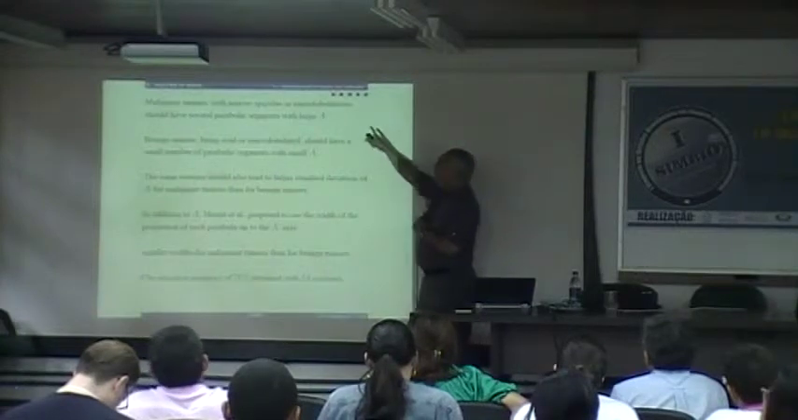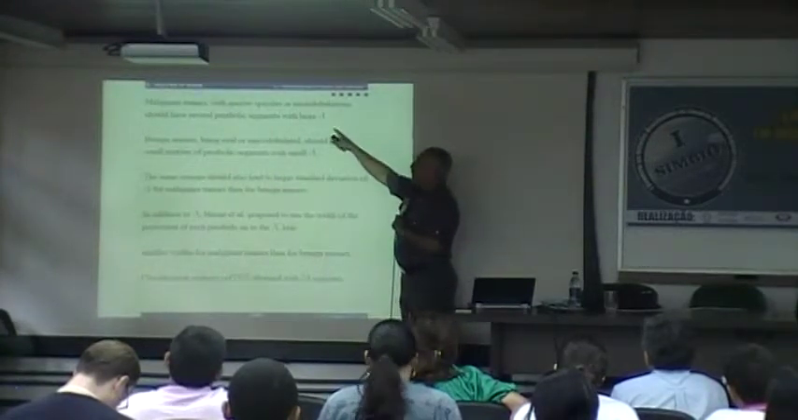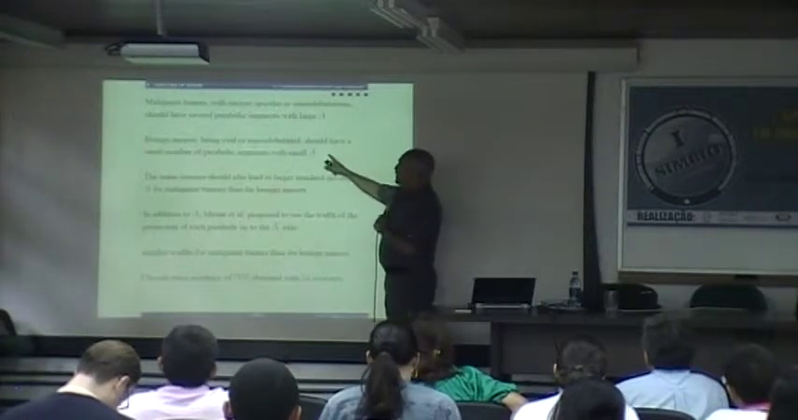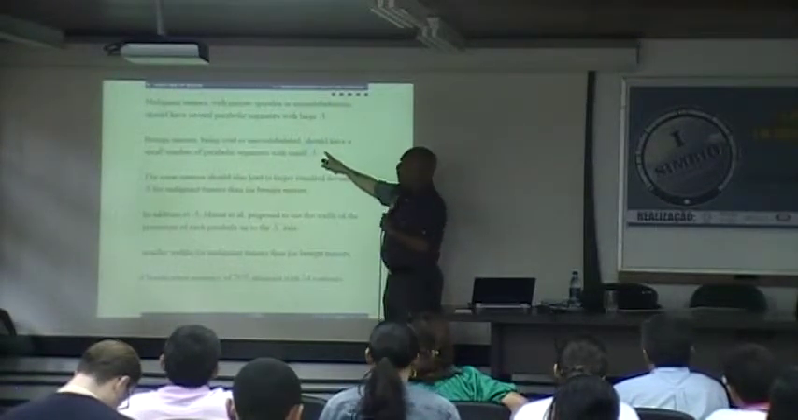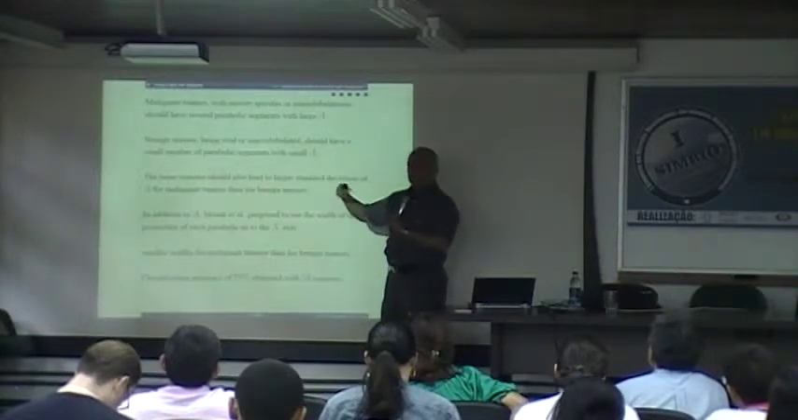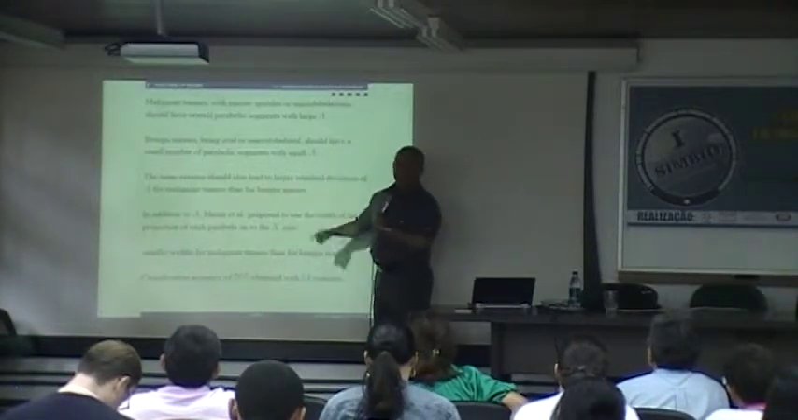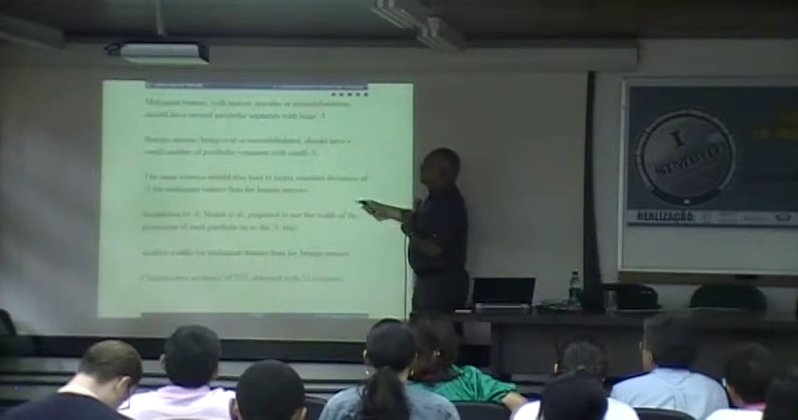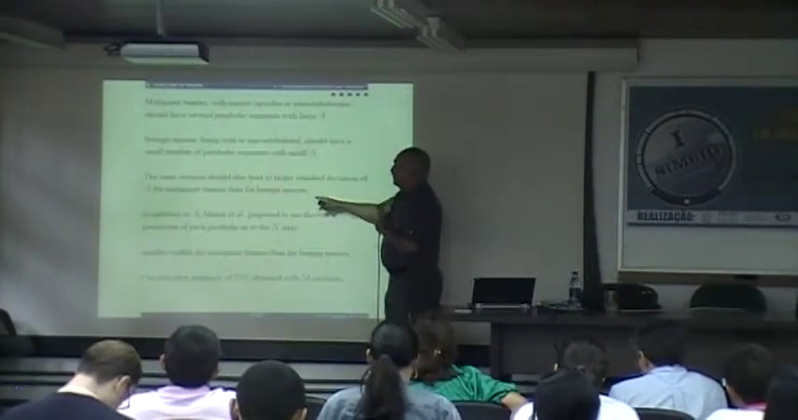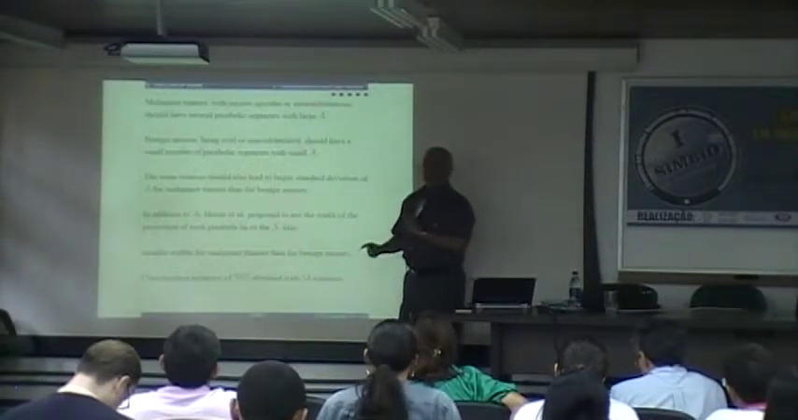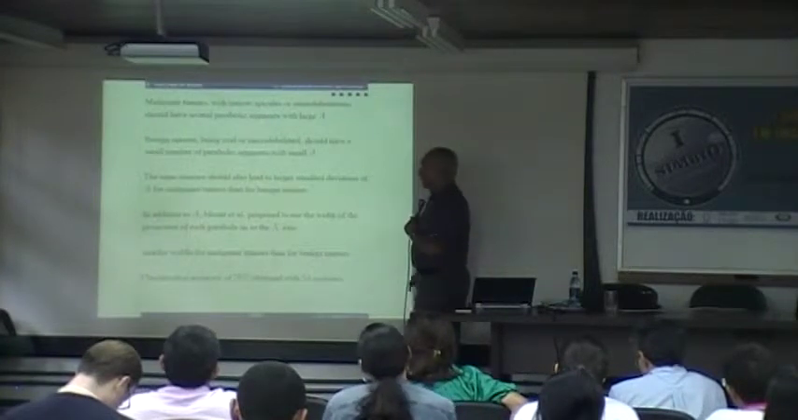So malignant tumors with narrow spicules or microlobulation should have several segments with large A. Benign masses that are oval, macrolobulated, should have a small number of segments with small A. So large standard deviation for malignant tumors than for benign masses because there is substantial variation.